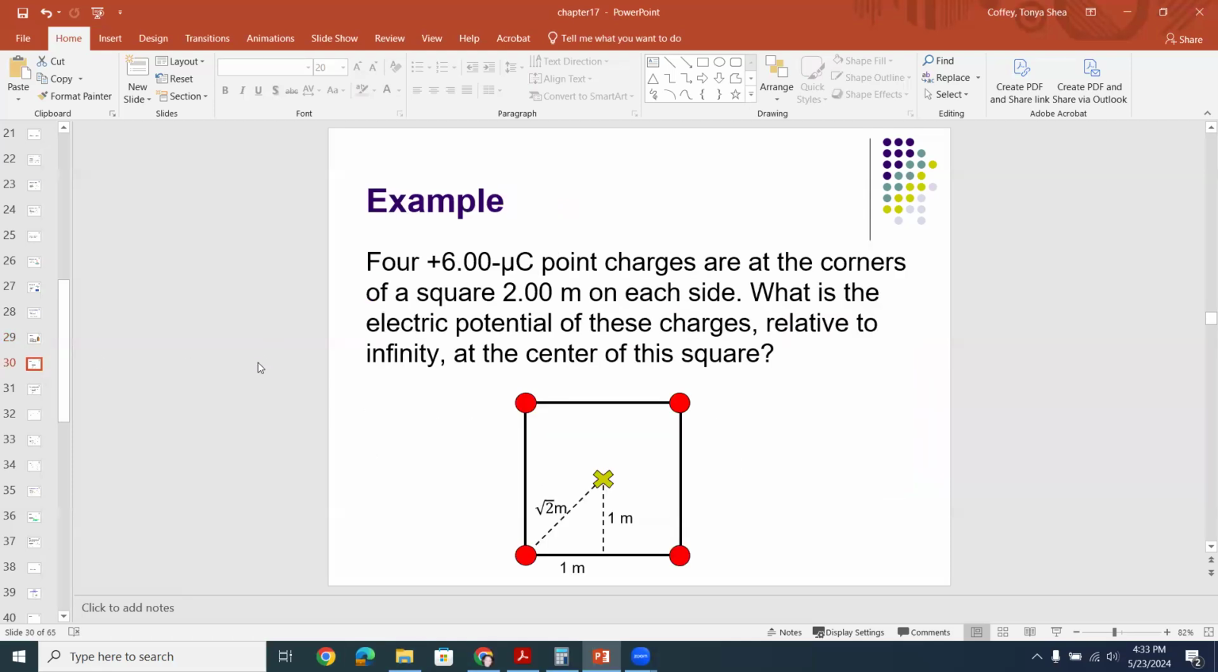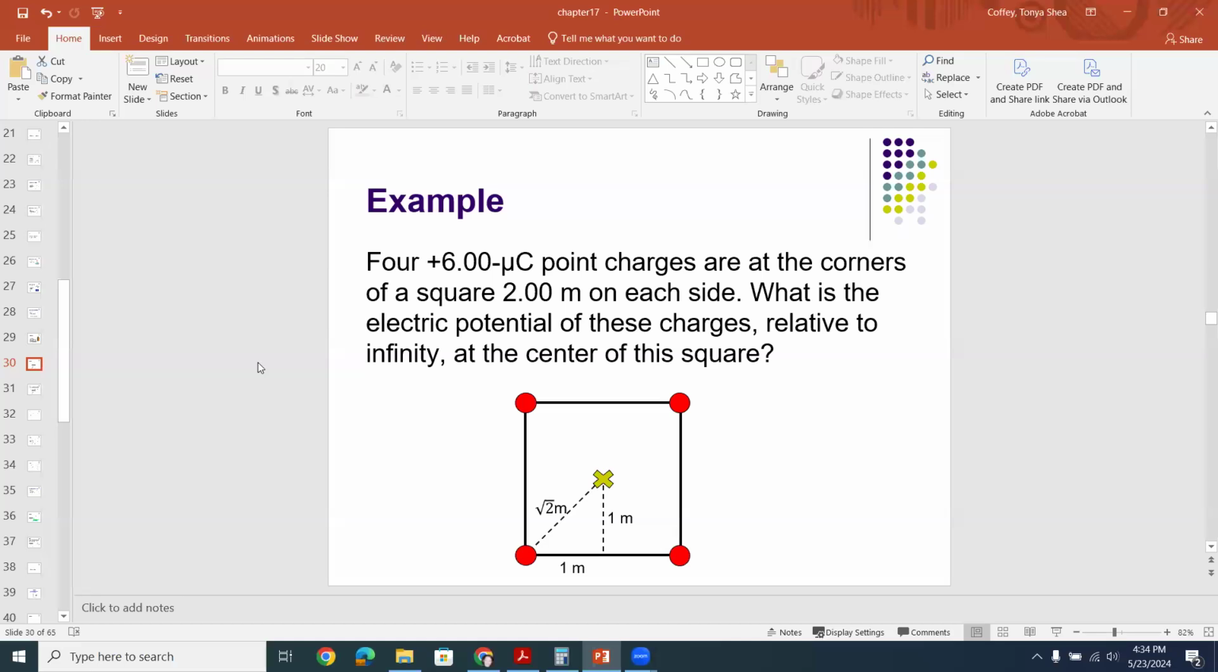Let's do an example problem of finding the voltage for multiple point charges. In this case, we have 4 plus 6 microcoulomb point charges at the corners of a square that's 2 meters on a side. And then the question asks, what's the electric potential of these charges relative to infinity at the center of the square? So just to remind you, electric potential means voltage. They're synonyms. I just use voltage most often because I find it less confusing for students. But you will see questions that say electric potential, and what that means is voltage, okay?